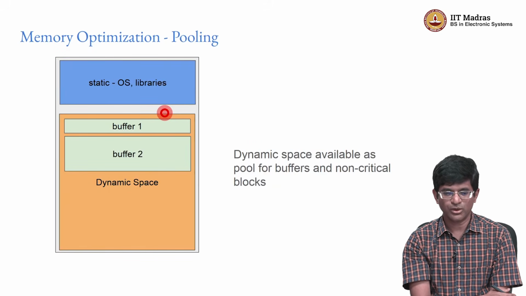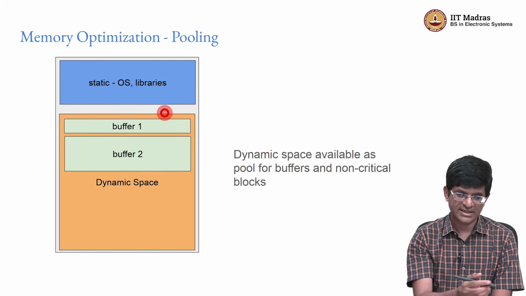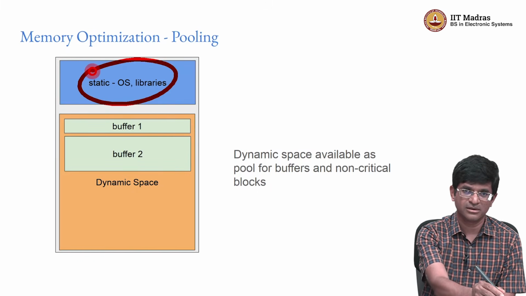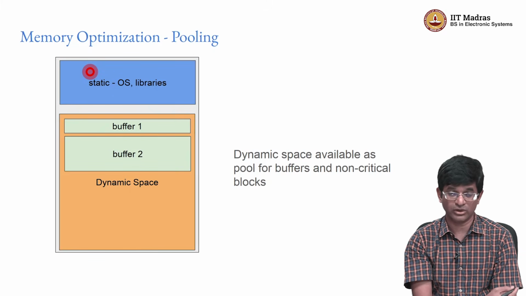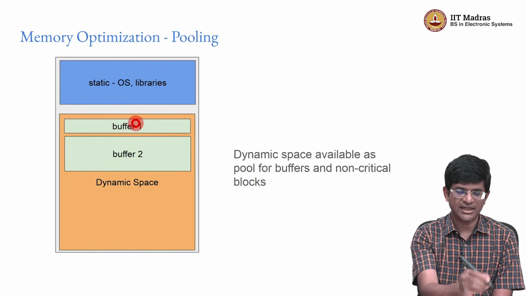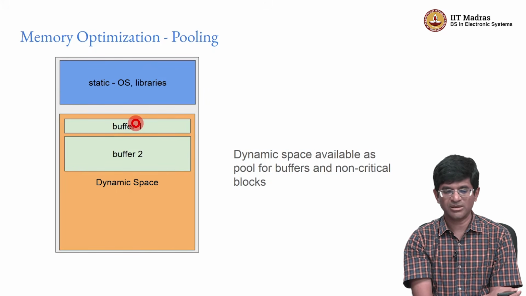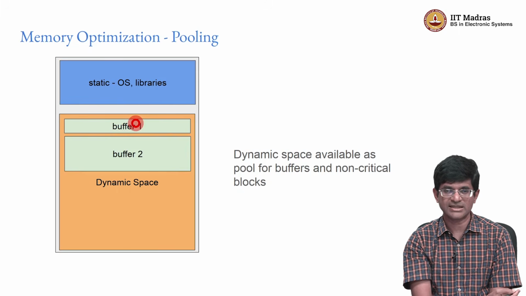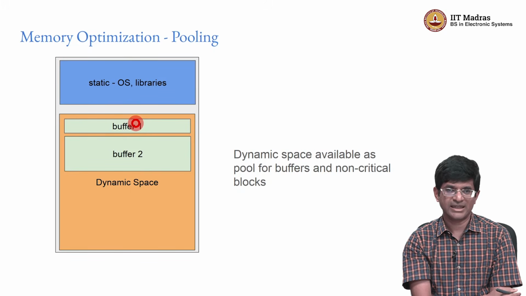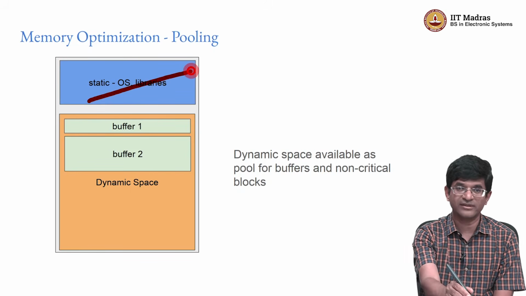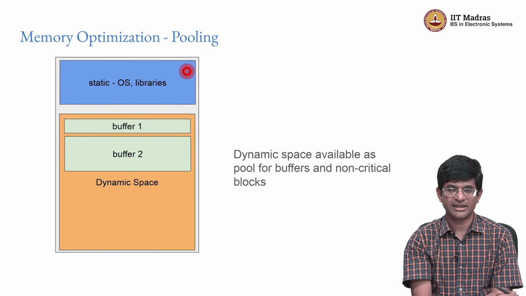Another optimization that you could use is some form of pooling of data, right, where essentially, like I said, you could have some static arrays that are declared up front for use by the operating system and libraries, and another chunk of memory that is basically set apart as dynamic space, and this is available as a pool that you can use for allocating buffers and so on. Possibly, even if there is a failure in your dynamic space, it is not possible that it will affect your static allocation, and therefore your operating system itself continues to run without problems.